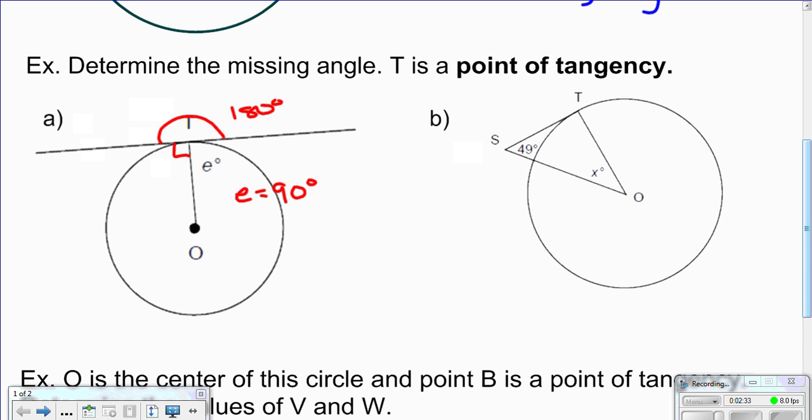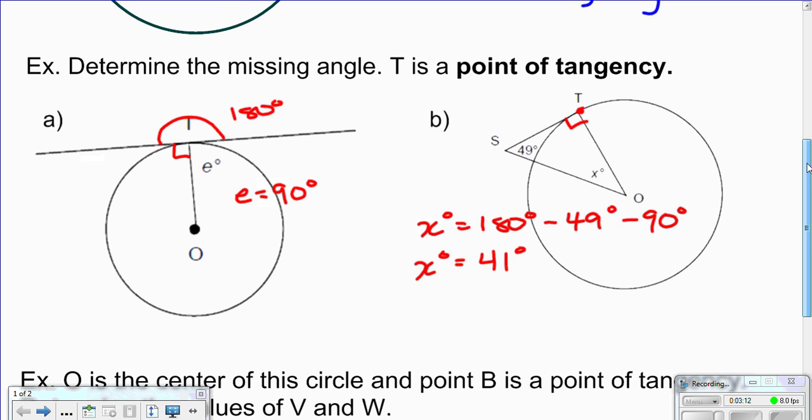If we're looking at B, B has formed a triangle, so we have a point of tangency, so we know that that angle is 90 degrees. And then you have X. Well, hopefully you remember all the angles in a triangle have to add up to 180. So to find our missing angle, we're going to start with 180 degrees and start taking away the angles that we do know. And whatever's left over will be our X. And so when we subtract, we get 41 degrees. Nice and simple. You have to remember that a point of tangency will be 90 degrees. Just like in example B, it won't always be drawn in for you.